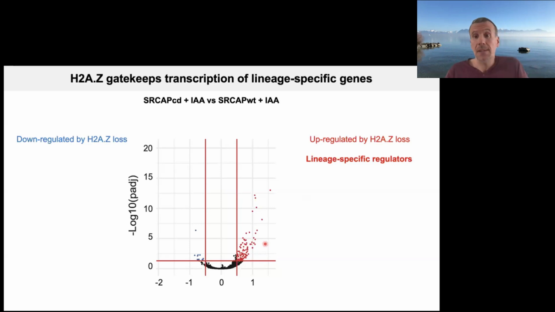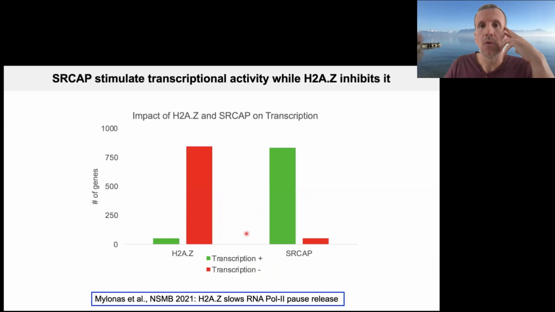So this basically tells us that H2A.Z is a repressor of the expression of these genes. So when you lose H2A.Z, you get this upregulation. And by combining this data all together, also with the cell lines without auxin, we could infer the number of genes that are upregulated or downregulated by either H2A.Z or SRCAP.